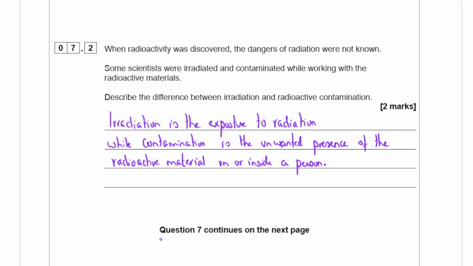So being near it is irradiation. Contamination is when you get it on your skin or on your clothes or even inside your body.